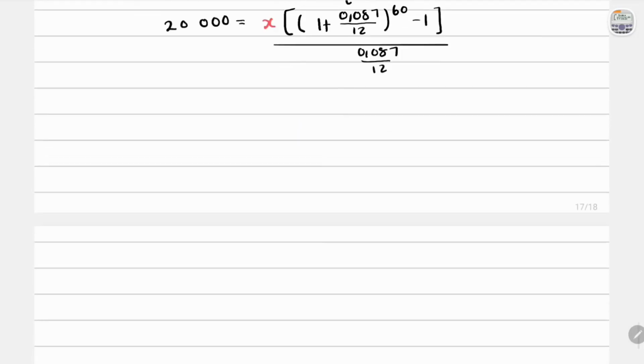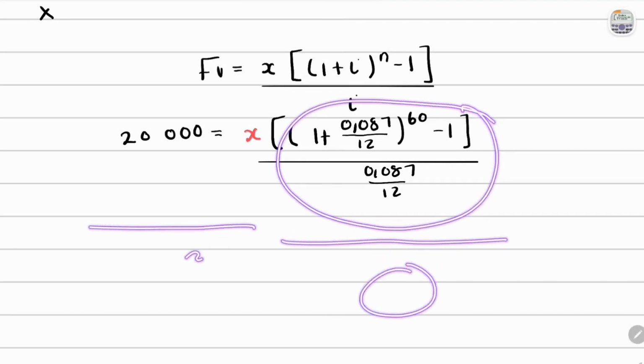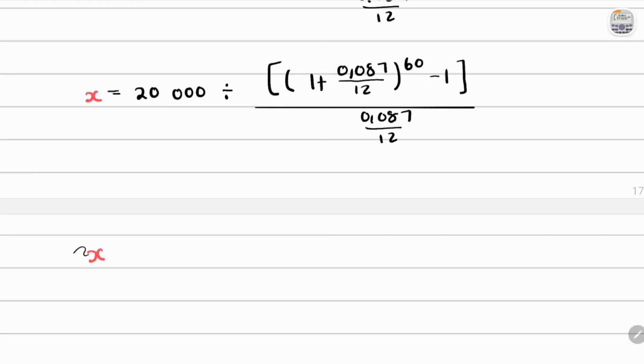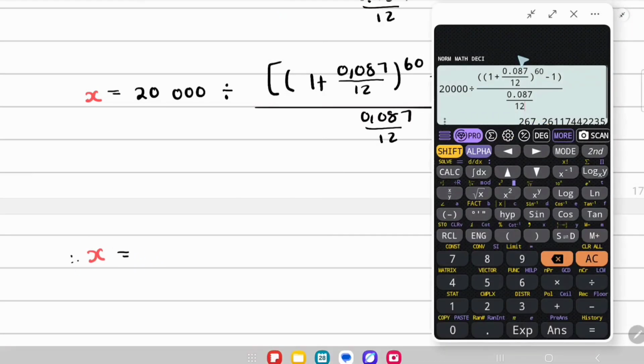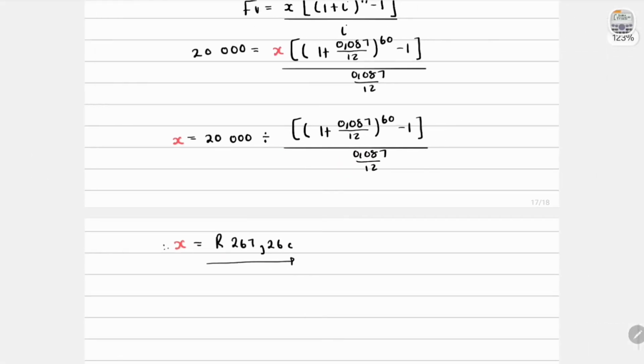So with x, it's quite simple because you're really looking at it like this. You see all of these? They're going to multiply and divide and they'll just give you one single number. So you're going to take this single number and just divide both hand sides by it. So you're really saying 20,000 divided by all of this, and that will give you x. So like that. And finally, x would simply be equal to this. So this is 267 Rand and 26 cents. That's how much Kuda needs to save monthly. Okay, so that's how much he will deposit every month.